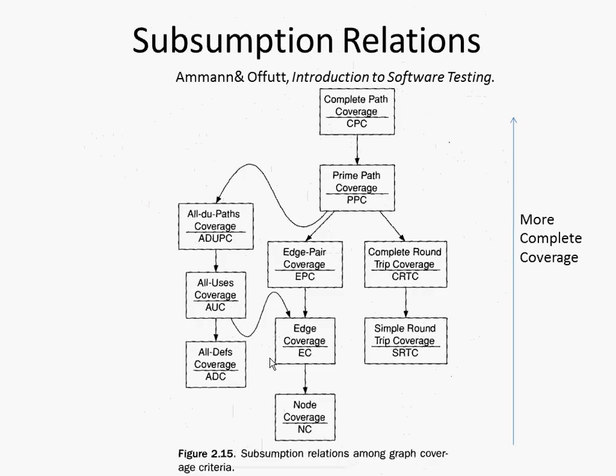Now, it turns out there's a variety of ways to do it. And I showed this slide last time. And this slide is sort of from Ammann and Offutt's book, a really excellent book on testing, Introduction to Software Testing. So we're going to start with node coverage, what I call state coverage in that previous slide. And we're going to then talk about edge coverage. We'll mention a little bit about edge pair coverage, and then we'll talk about prime path coverage.